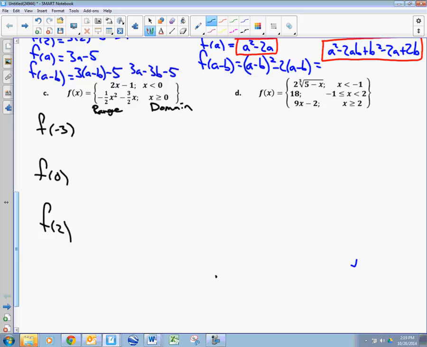If I want to know what f of -3 is, do I use the top one or the bottom one? I use the top one. Why? Because -3 is less than 0. Okay, that satisfies the given domain. So I plug it in. 2 times -3 minus 1 is -7.